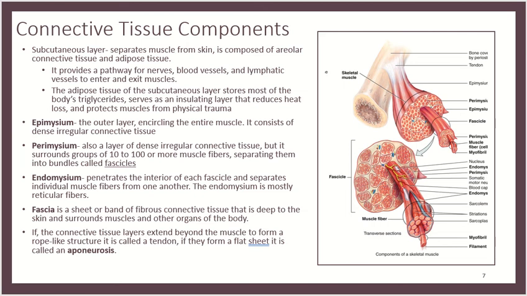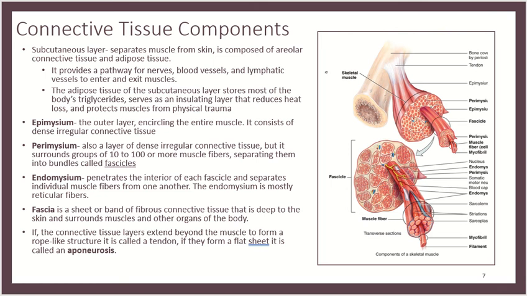It's going to provide a pathway for nerves, blood vessels, and lymphatic vessels to enter and exit the muscles. The adipose tissue of the subcutaneous layer is also going to be great for storing most of the body's triglycerides, and it's going to serve as an insulating layer that reduces heat loss. And it's also going to help to protect the muscles from any kind of physical trauma. So it's a great little cushion.